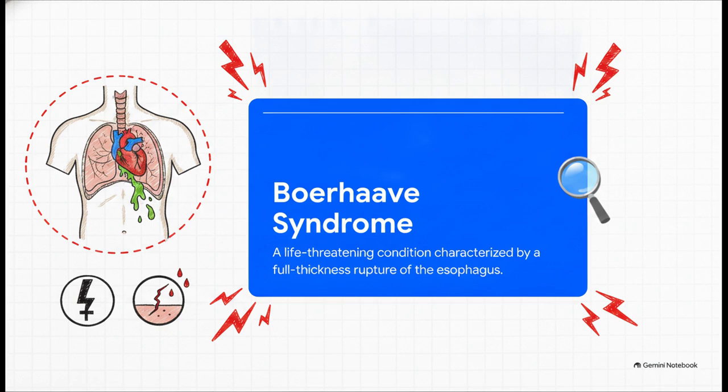Now, the absolutely crucial distinction you need to make here in your clinical reasoning is that this is a full-thickness rupture of the esophagus. This isn't just a Mallory-Weiss tear, which is a mucosal laceration causing bleeding. Because the rupture goes entirely through the esophageal wall, gastrointestinal contents are literally spilling directly into the chest cavity. This makes it an absolute life-threatening emergency.